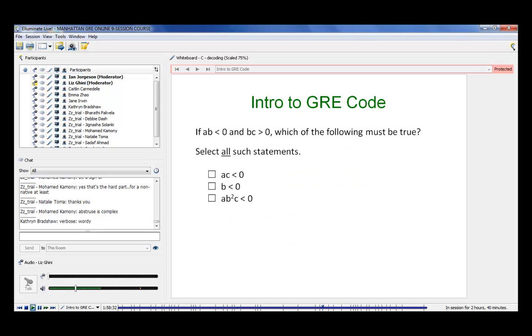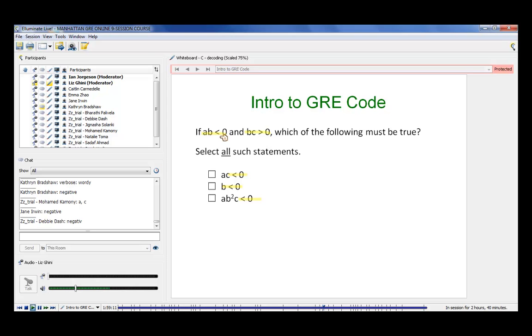All right, so here is a problem. And before getting too excited about it, I want to highlight some GRE code. It says if A and B are less than 0 and B and C are greater than 0, which of the following must be true? And notice all of these have that less than 0. That should make you think of something. What is less than 0 code for? What kind of numbers are less than 0? Go ahead, type it in. Think about this. This is just code, negative. So that tells you that this question is about the sign. It's about signs.